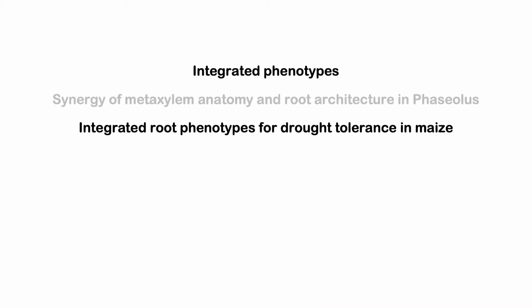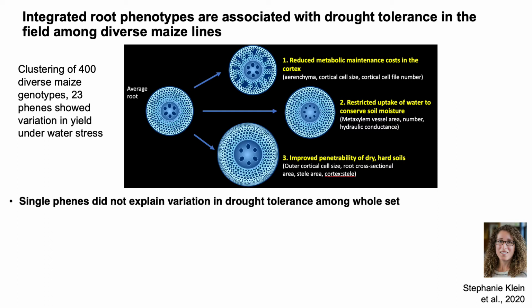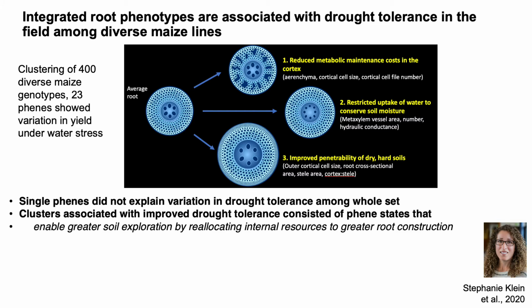The second example I will present is integrated root phenotypes for drought tolerance in maize. This research is led by Stephanie Klein. Stephanie found that drought tolerance among 400 diverse maize lines in the field was related to clusters of integrated phenotypes. Single phenes did not explain variation in drought tolerance among the whole set. Clusters associated with improved drought tolerance consisted of phene states that enable greater soil exploration by reallocating internal resources to greater root construction. These include increased parenchyma content, larger cortical cells, and fewer cortical cell files.